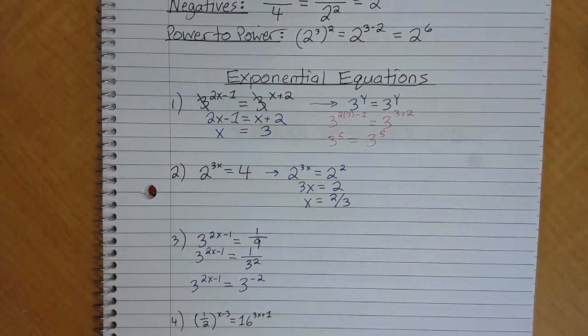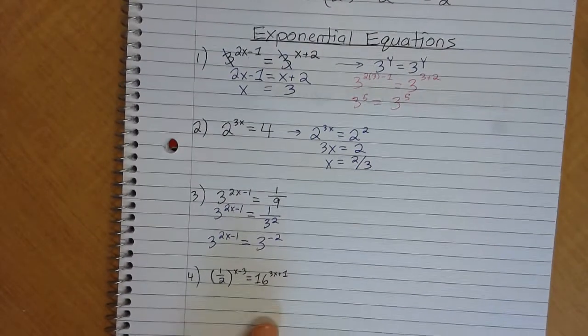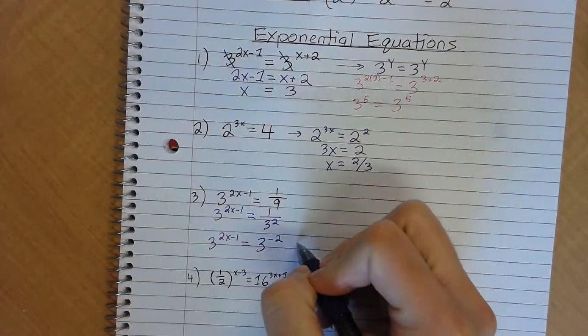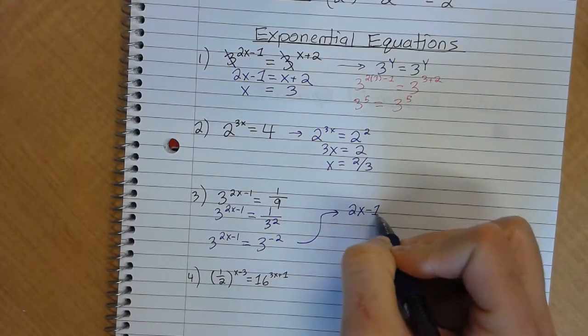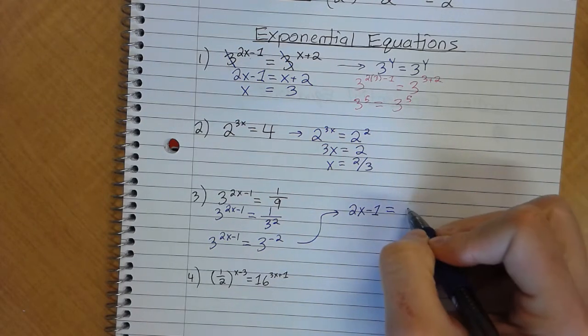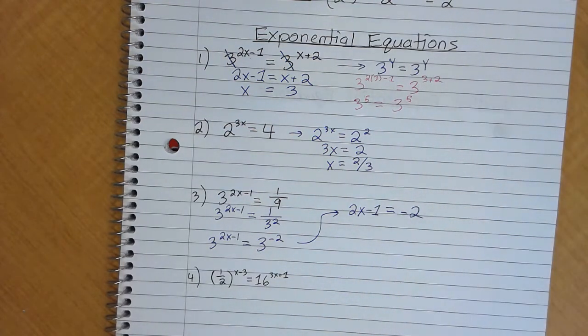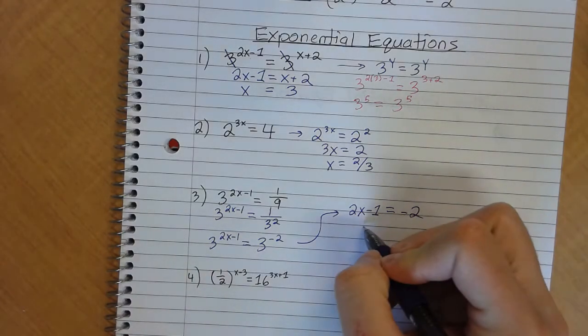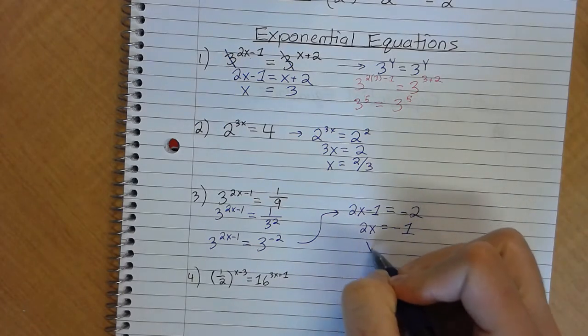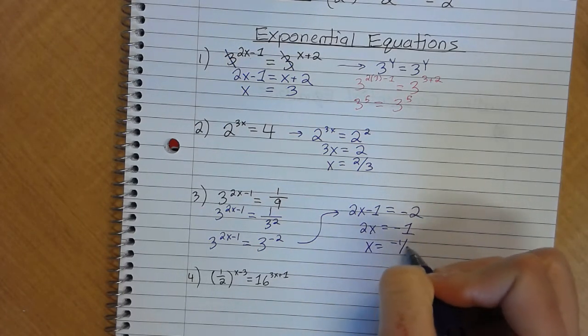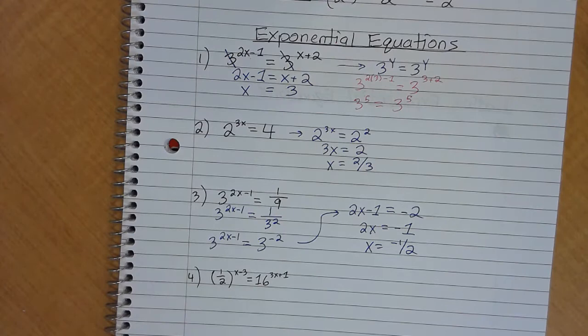Now we have the same base, so I can then look at what my exponents are. Well, I need 2x minus 1 to be equal to negative 2. All I got to do is add 1 to both sides and then divide by 2. So we can do that right now, giving us negative 1/2 as our answer.